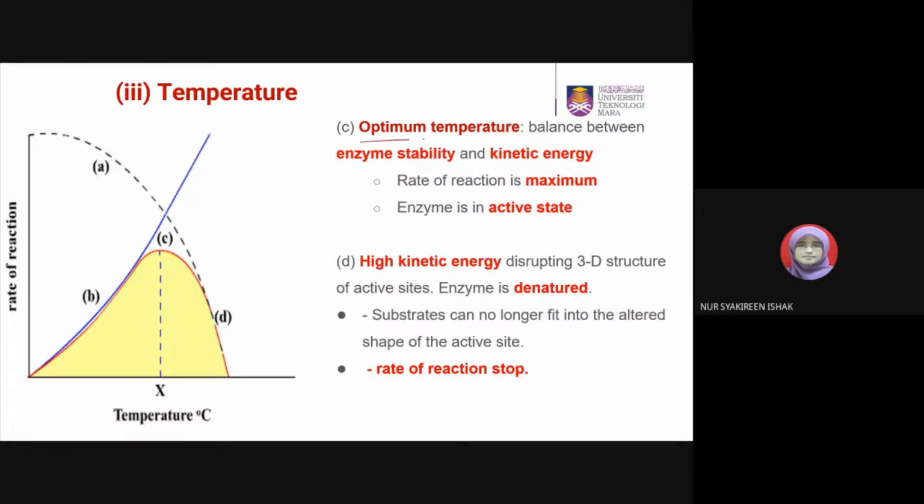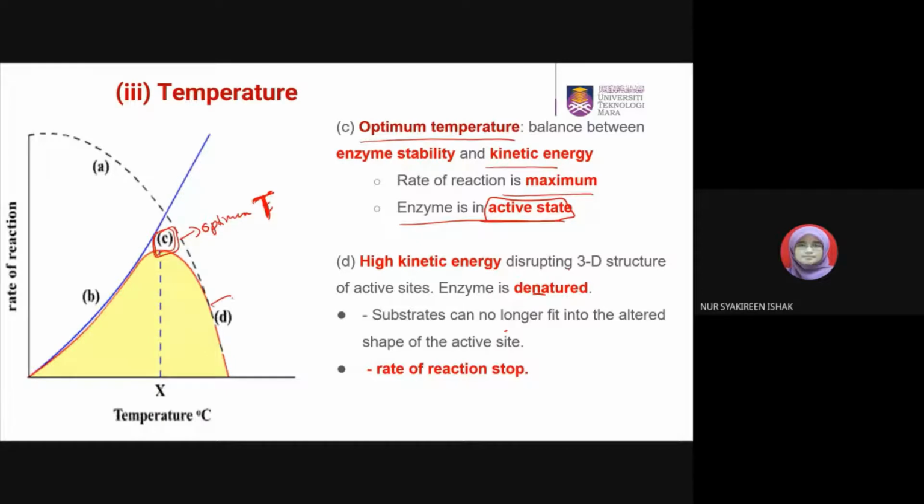Okay, so point C is optimum temperature. So balance between enzyme stability and kinetic energy. So rate of reaction is maximum and enzyme is in active form. Enzyme is in the stable condition at its optimum condition. Kinetic energy is also optimum. So you have rate of reaction at its maximum. Enzyme is really active at this state. So this is the optimum temperature. At optimum temperature, rate of reaction is maximum.